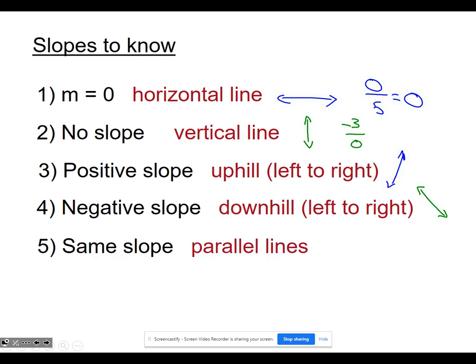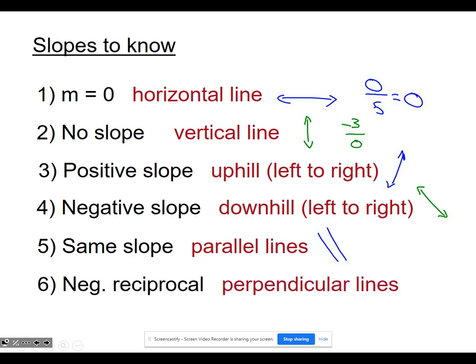The last two that we have here: same slope. If you have two slopes that are exactly the same, that means you have parallel lines. And if you have slopes that are negative reciprocals, these are perpendicular lines.